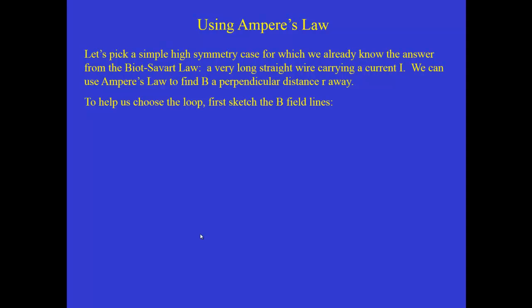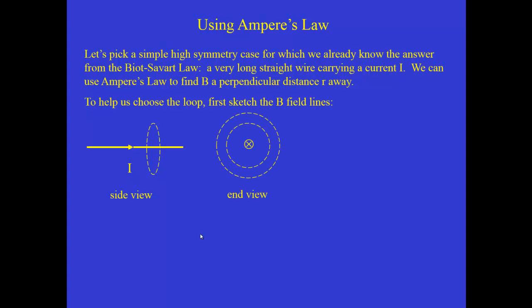And the habit that you want to always get into when using Ampere's law, just as we did with Gauss's law, is first sketch the current configuration and then sketch in the B field lines that you know about from symmetry. So here's a long straight wire. The side view looks like this, and we imagine that there's a loop that circulates around the wire, and we put the dotted lines here to remind ourselves that this is not something physical. There's not really a hoop out there physically, but we're just going to imagine a loop like that so that the end view looks like this.